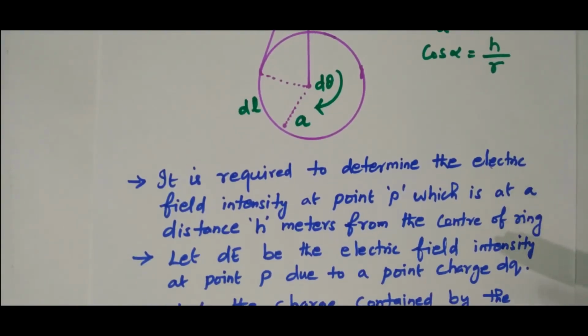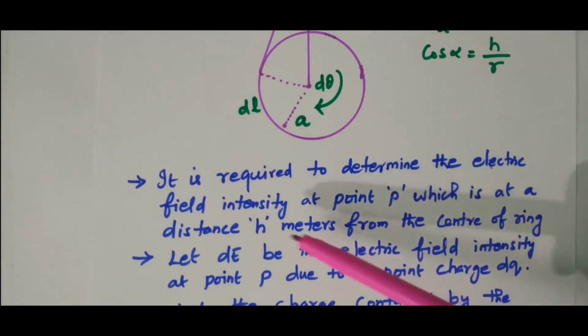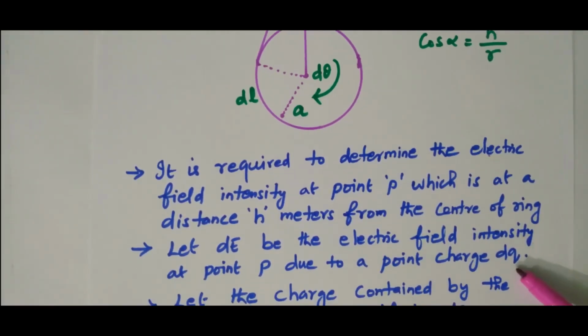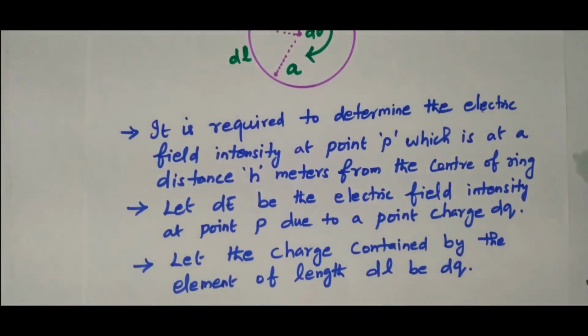It is required to determine the electric field intensity at point P, which is at a distance h meter from the center of the ring. We have the point P, which is located at a distance h meter. We consider only a small charge, so that the electric field intensity is also small, dE. So dE is nothing but the electric field intensity due to the point charge dq. So now we'll consider the small length dl. At the small length dl, the charge will be dq.